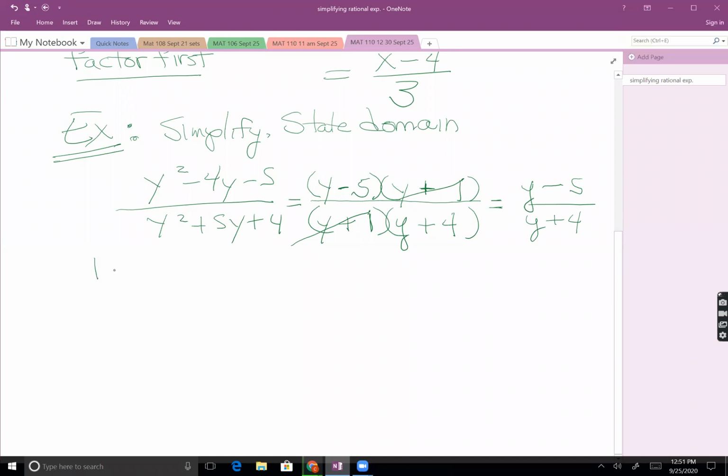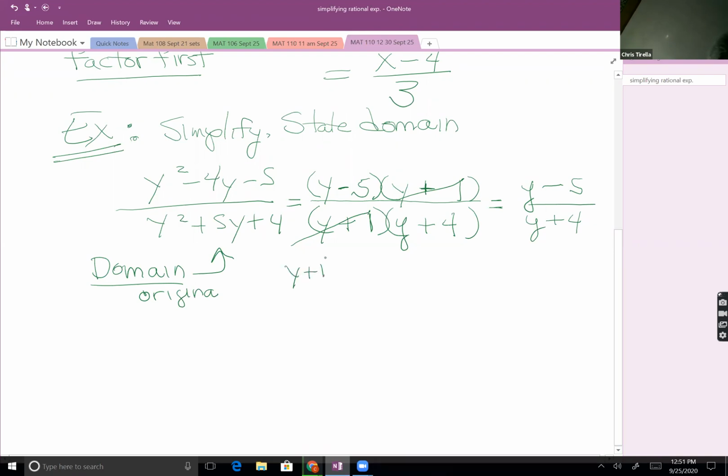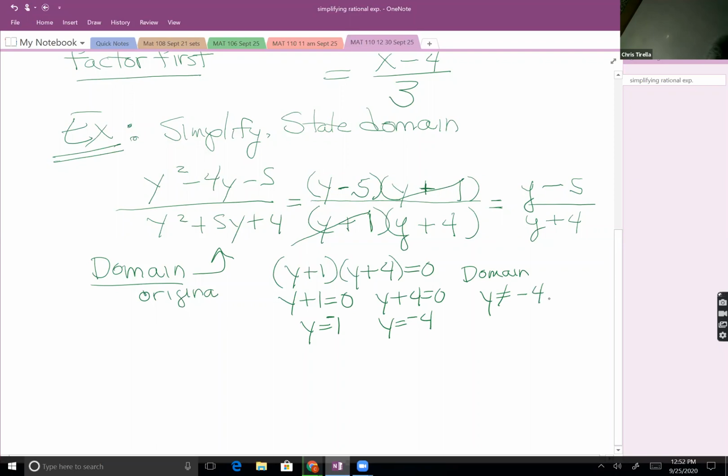Yep. When you look at the domain, what you have to realize is that we're going to the original. And so the original would be the product y plus 1, y plus 4 in the denominator equaling 0, which would give me y plus 1 equals 0, or y plus 4 equals 0, which would give me y equals -1, or y equals -4. And so for the domain, we'll say that y cannot equal -4 or -1.